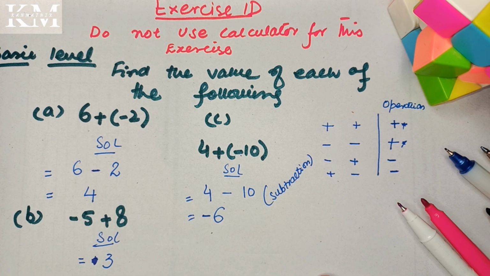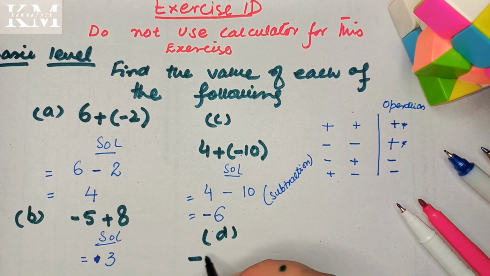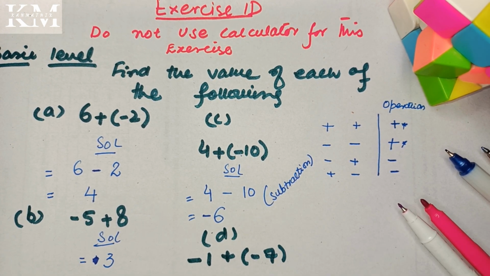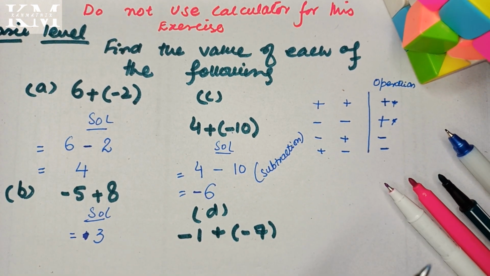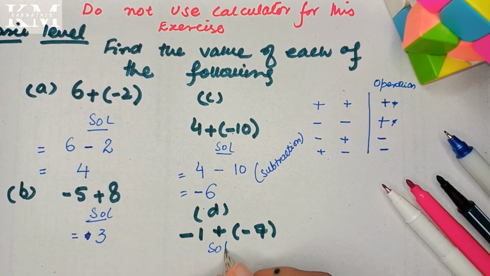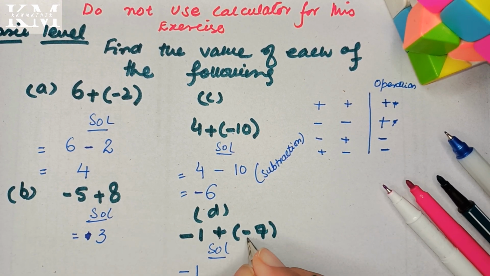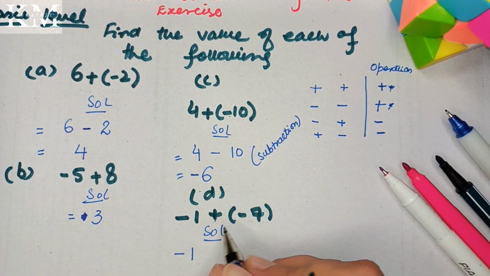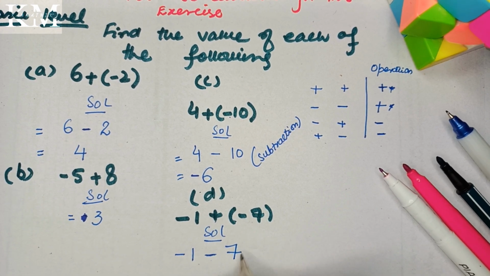Okay, now students, the D part we will attempt, and the D part is -1 plus -7. Like you have both the negative numbers and you have to add both negative numbers. The same method, first focus on the bracket. So plus minus, like this is the negative number, it will come as it is. Now plus minus would be minus.